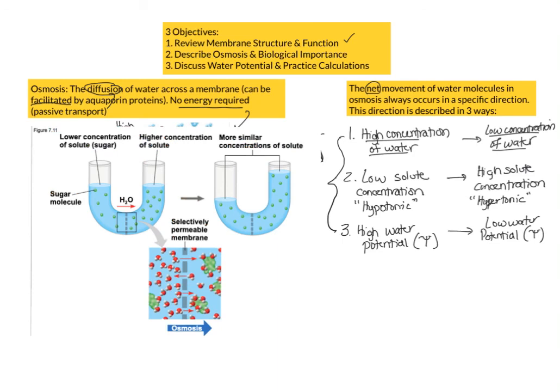Now, to summarize this, let's take a look at a very commonly done experiment to show osmosis. This figure is actually from your textbook, and it describes this experiment that's commonly known as the U-tube experiment.